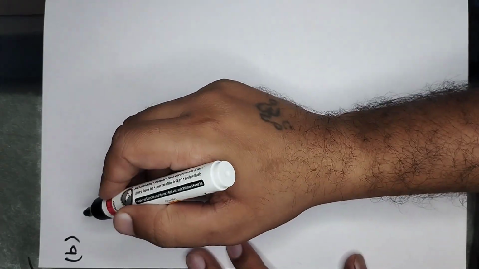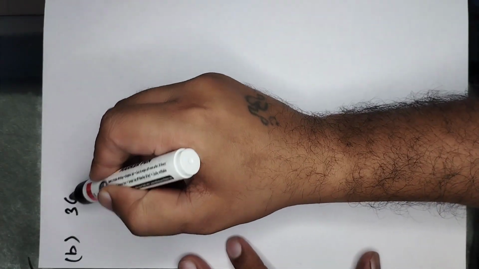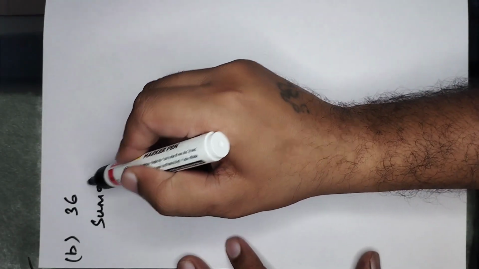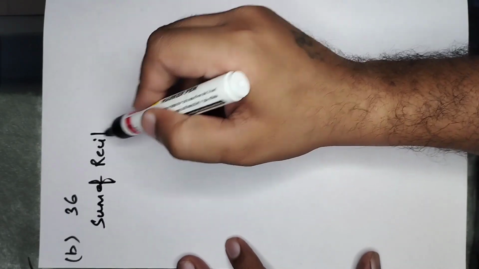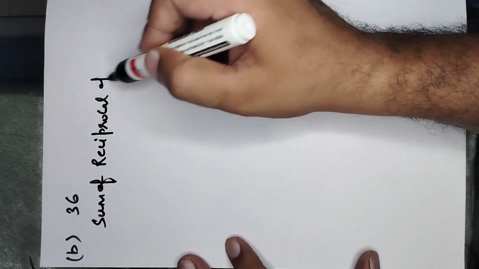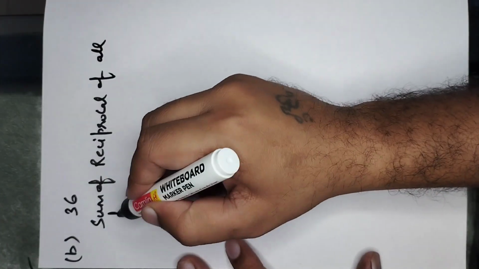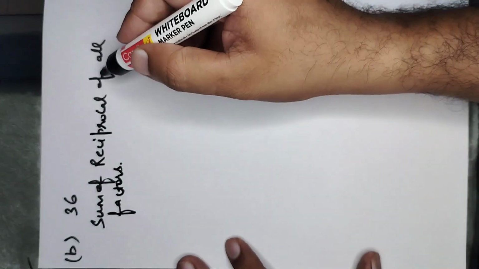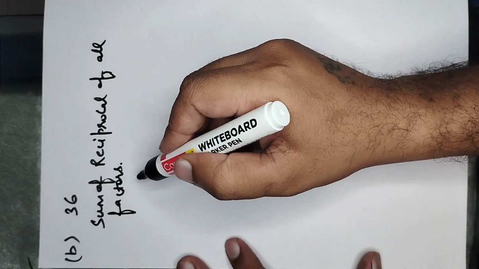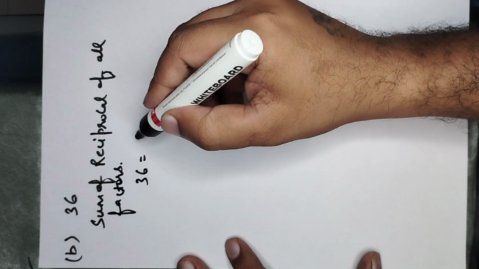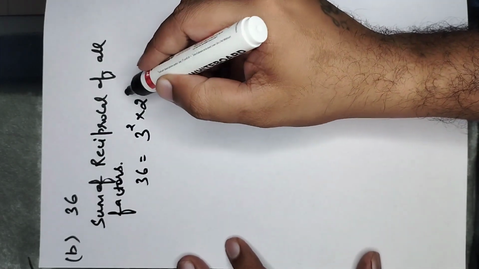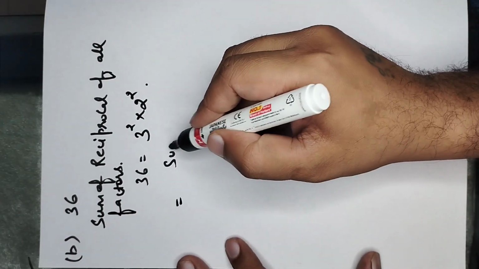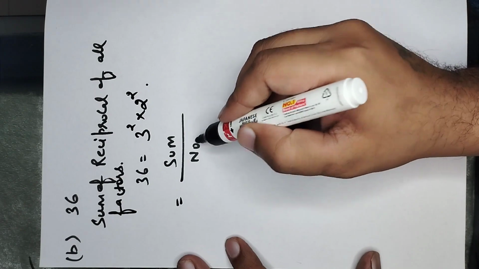Let us say the question is 36, and I have to find the sum of reciprocals of all factors. Now how can we do that? Again, 36 can be written as 3 squared multiplied by 2 squared, and then according to the formula, it is the sum of all the factors divided by that number.